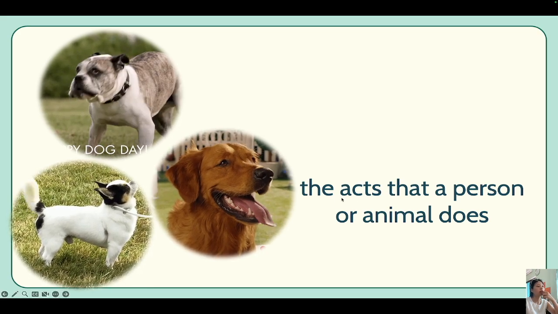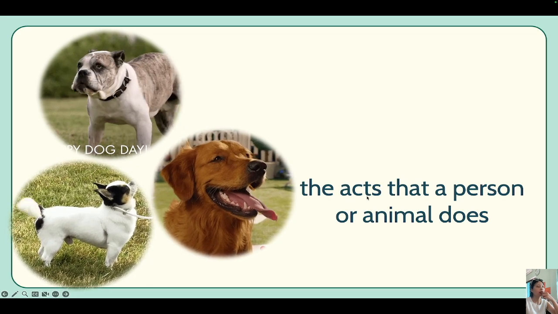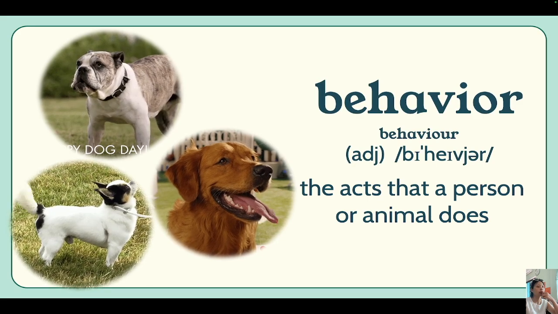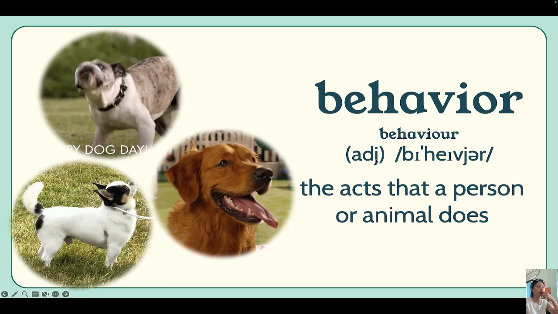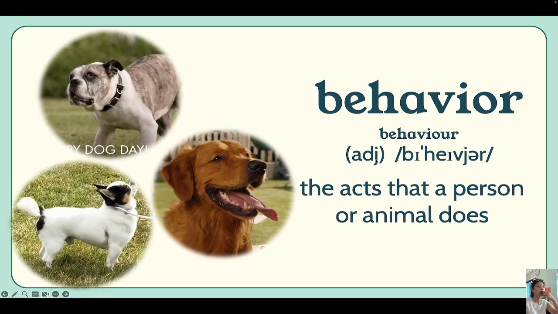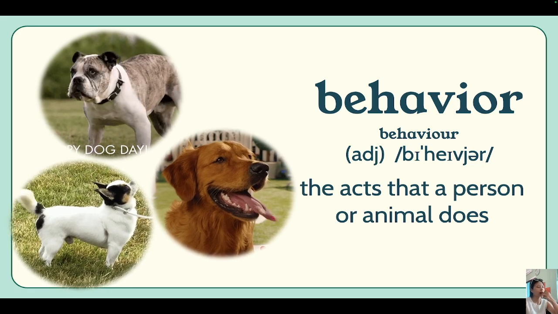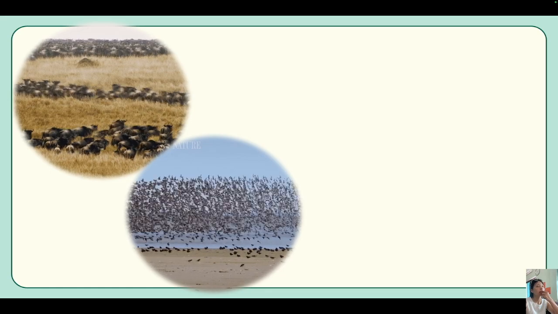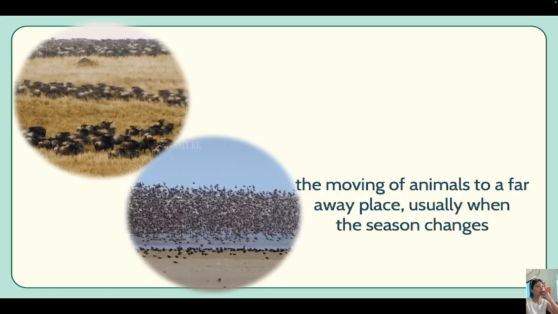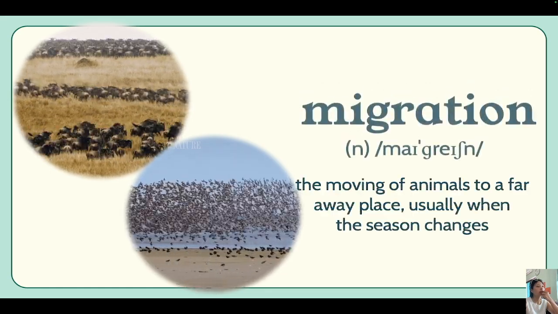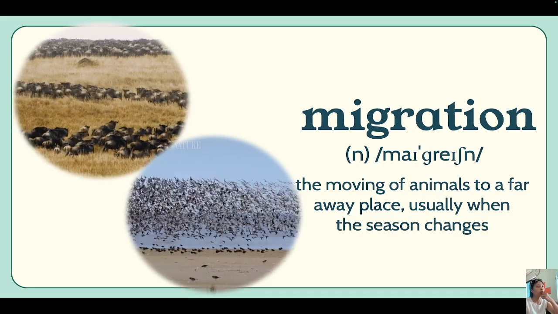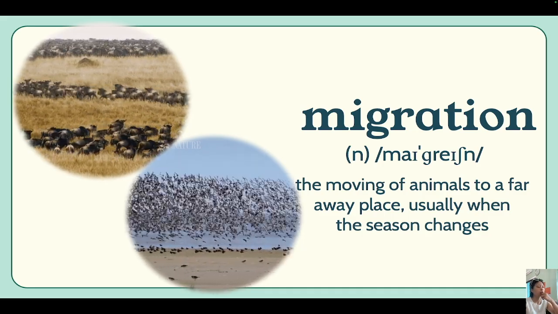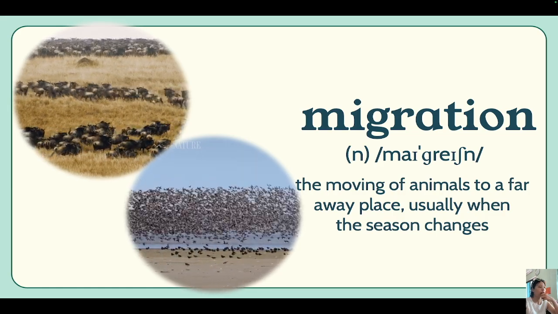And bottom line, the acts that a person or anybody does are called behavior. This is a noun, I'm sorry. It can be a countable or uncountable noun. And then I asked a lot of questions to lead into the definition of migration: the moving of animals to a faraway place, usually when the season changes, right?